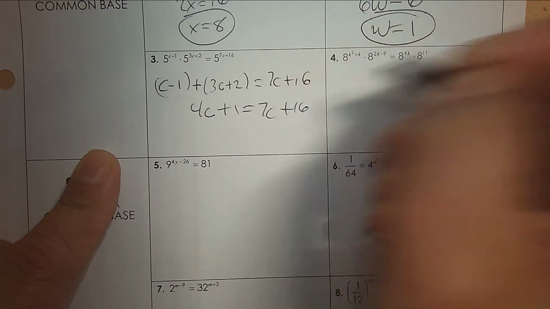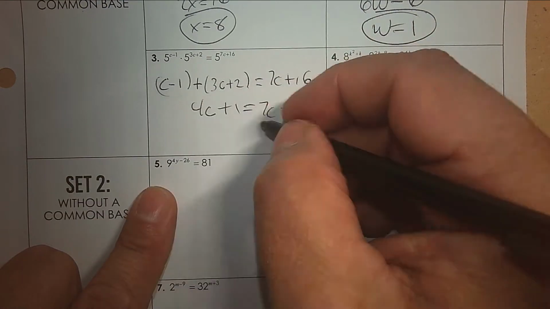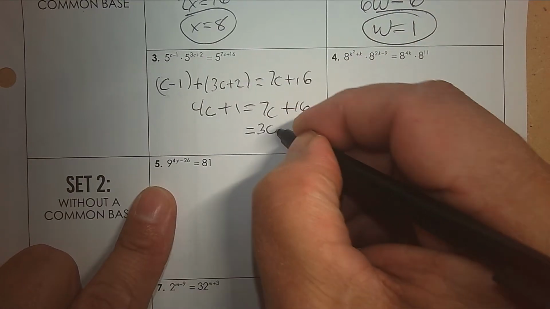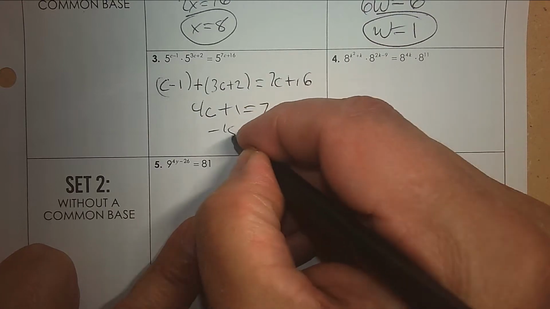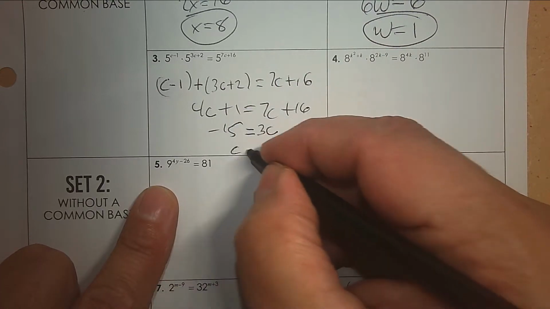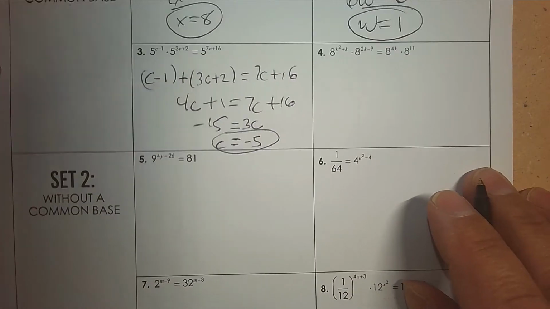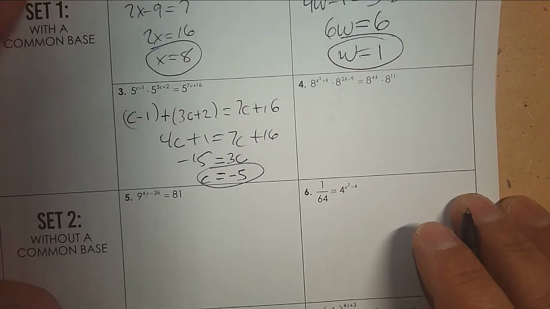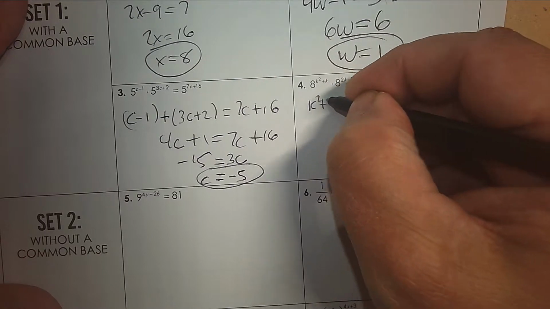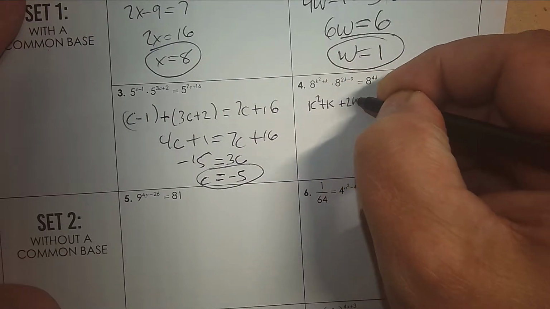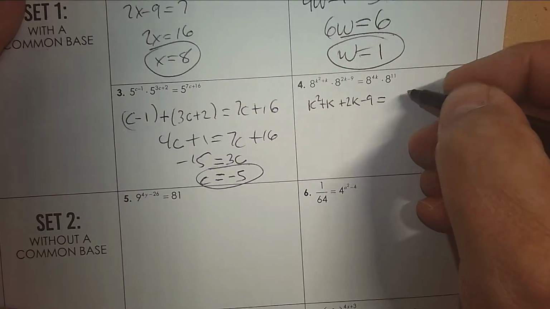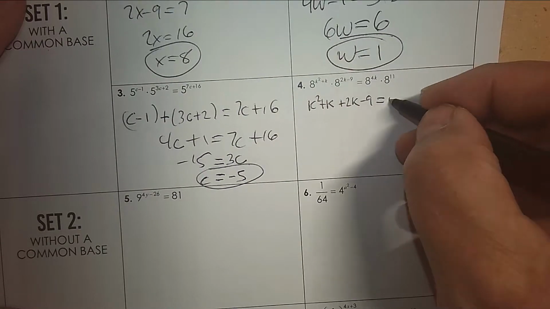How do I combine like terms? Subtract 4. That's 3. How about subtract 16? What's that? And then when you divide, what's the answer? Done. Number 4. When you see multiplying, what do you do with the exponents? Add them. Again, when you see it, you add them.